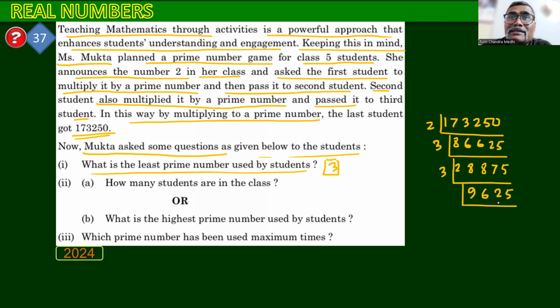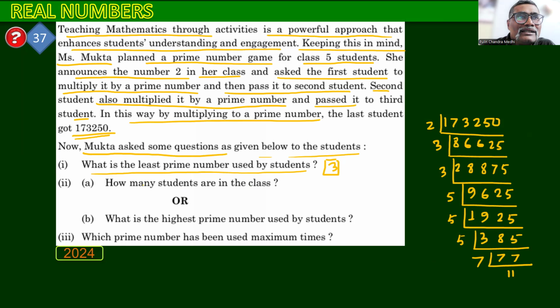Now is this divisible again by 3? Let us see. 15, 20, 22. No. Now it will be divisible by 5. So 5, 5 6s are 30, 2, and then 5. Again, it will be divisible by 5. 5 times 5 is 25, 5 left. Again, it will be divisible by 5, 35. Then it will be divisible by 7. Right? So now let us go.